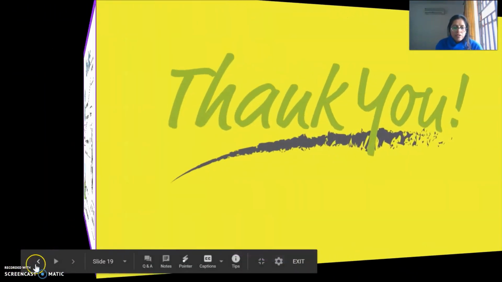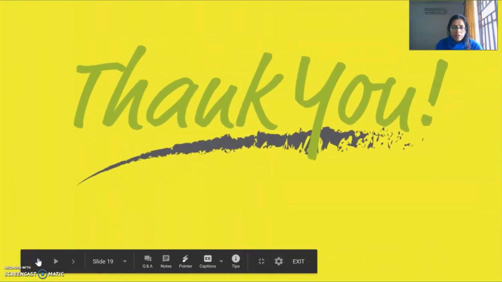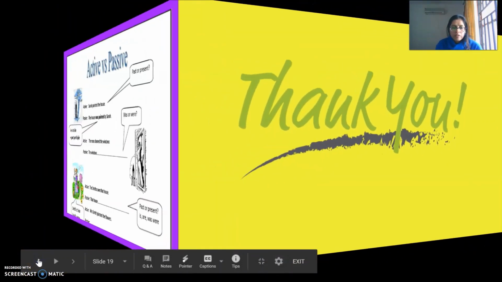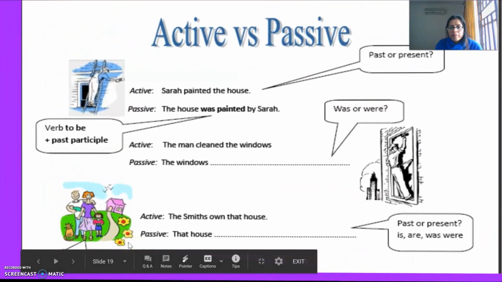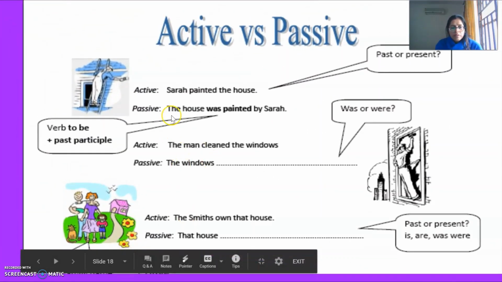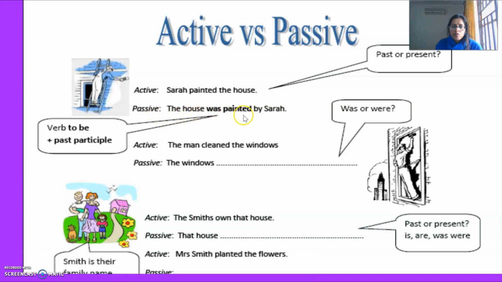Okay, let me shift to my... So here it's passive form. The house was painted by Sarah. So verb to be, so we are using here the passive form of verb. And how is the passive form of verb formed? A passive form of verb is formed by combining to be verb with the past participle of the main verb.